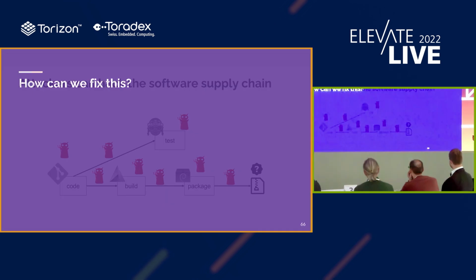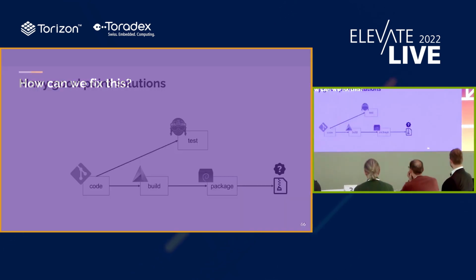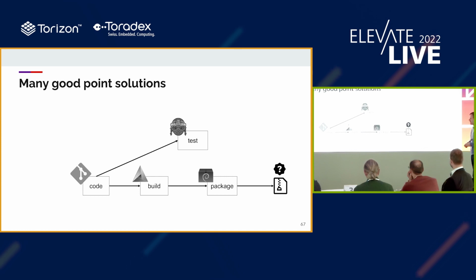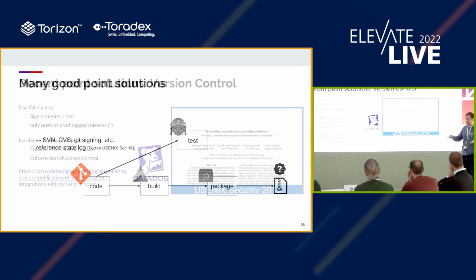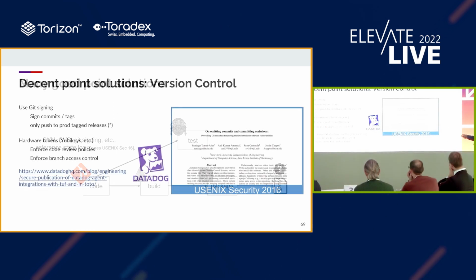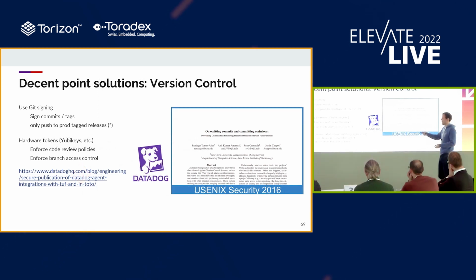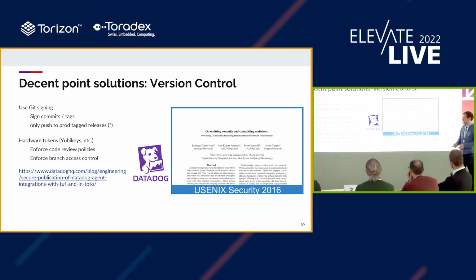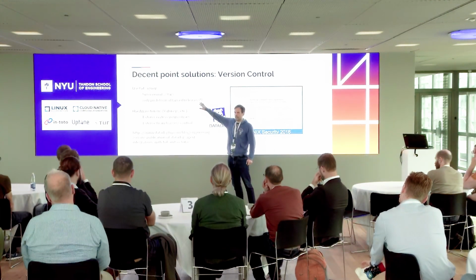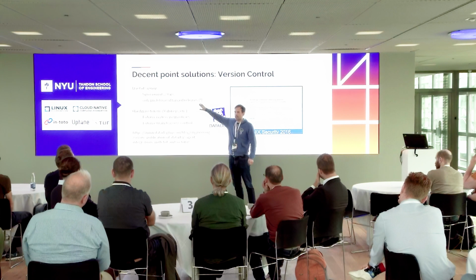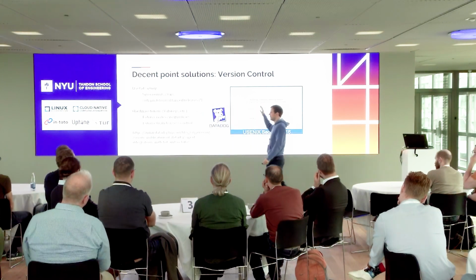So now, how can we fix this? Okay, so there are many good point solutions. So when you look at what you should be doing on your version control system, well, I assume everyone's probably using Git. You should sign your Git commits and tags, use our code, and stuff like this. Only push to production your tagged releases. I put a little asterisk here because I'm going to come back later and talk about how you make sure this actually happened. Like, you can't actually do this with just what I described.